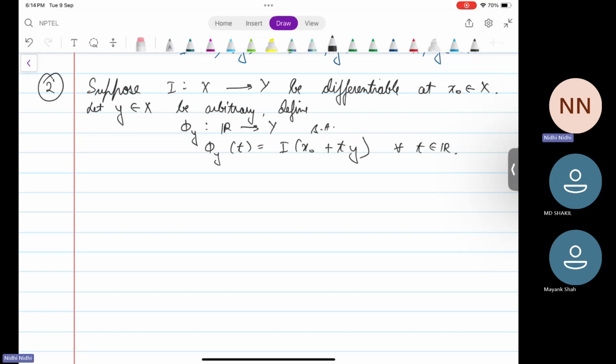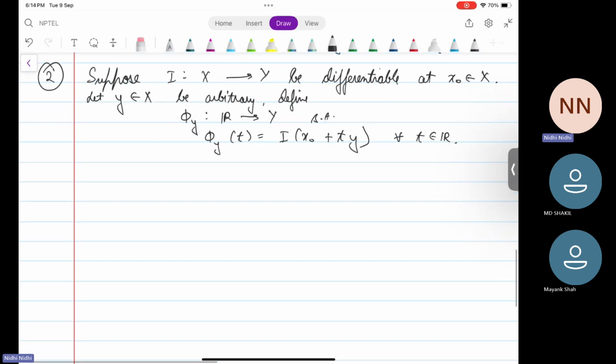So basically, you can use the chain rule as well to see the derivative. I'll be using the definition. I'll be proving it using the definition of differentiability that this function is differentiable at 0. Then phi y is differentiable at 0.